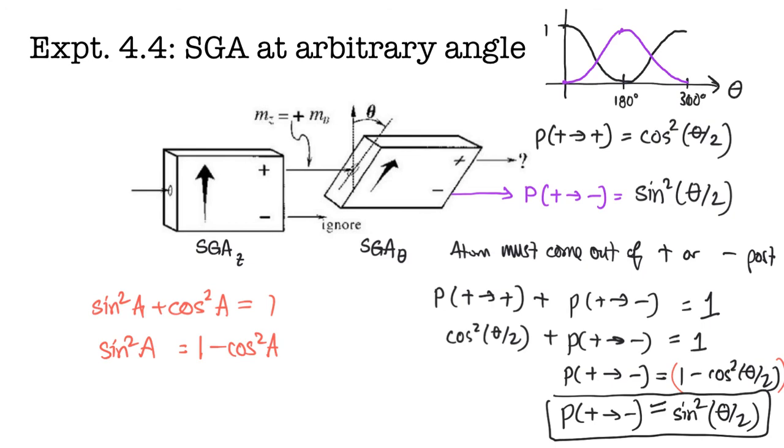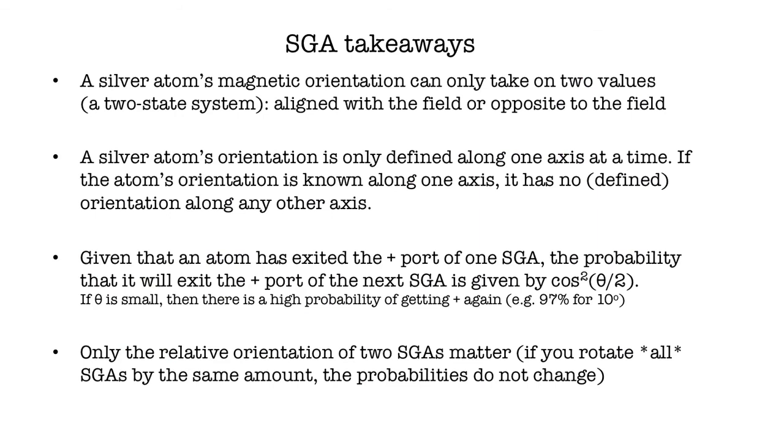Okay, so this gives you some idea of how to compute probabilities coming out of a Stern-Gerlach analyzer at an arbitrary angle. So I'll put up these main takeaways, at least from my point of view. The silver atom's magnetic orientation can only have two values. It's a two-state system. Either it's aligned with the field or it's anti-aligned with the field. And the orientation is only defined in one axis at a time. So if you measure the orientation in one axis, then it has no defined orientation along any other axis. That said, you can compute the probabilities of being up or down in any other direction, but you can't say for certain whether it's up or down in that direction.